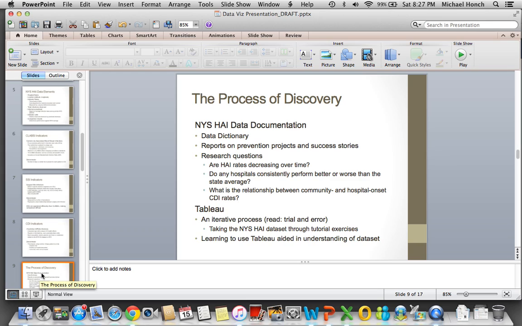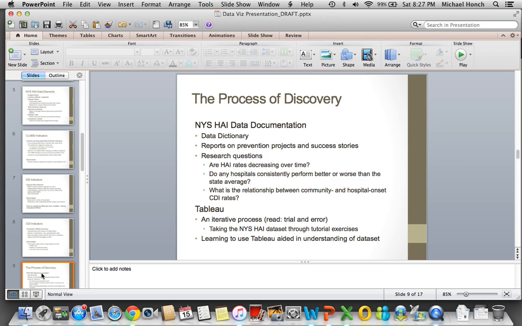Now, I want to mention a few things about how this project came together. The documentation that came with the data set was extremely important. There was a data dictionary which explained all of these terms. There were reports, and perhaps most importantly, research questions, like are HAI rates decreasing over time, about hospital performance against state averages, and the relationship between CDI rates. And that helped me form these visualizations.